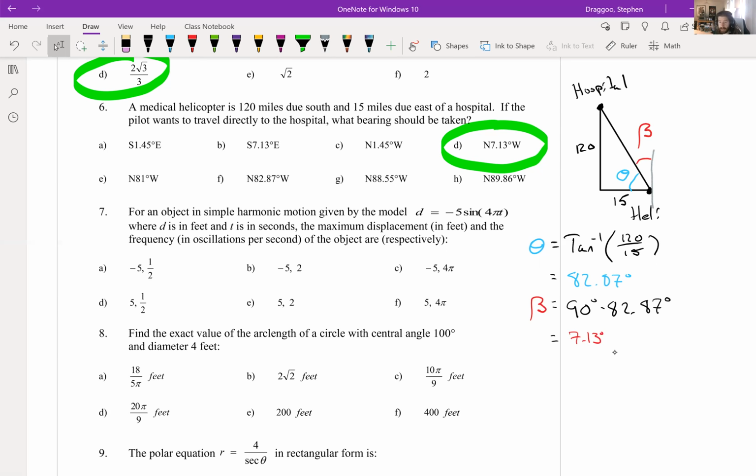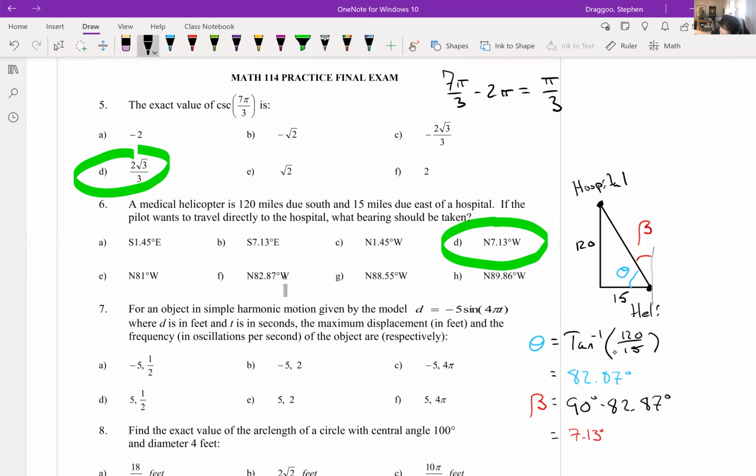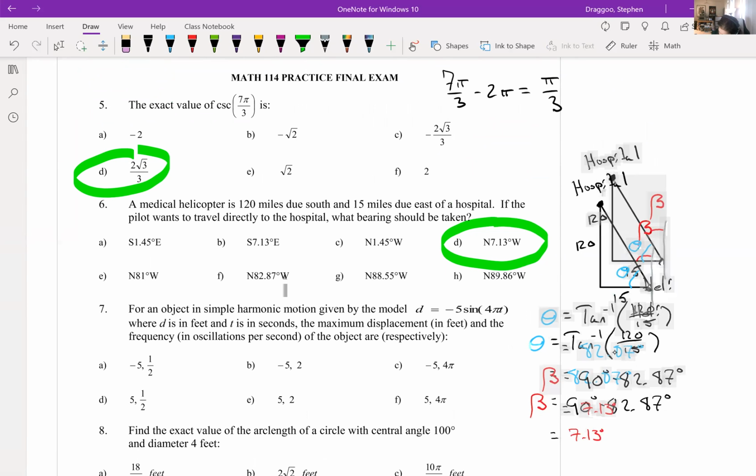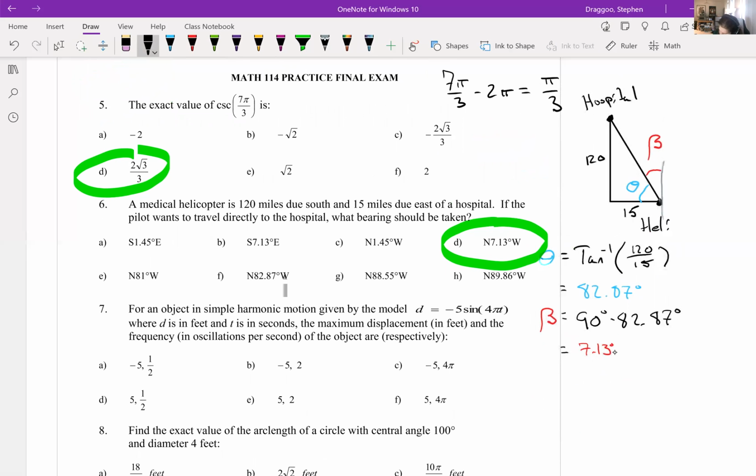Okay, so that maximum displacement should be just 5, because we'll take the absolute value of -5. So we just need to come up with that frequency. And oh my, we've started to run out of space. Let me take all of this work and just slide it up a little bit. There we go.